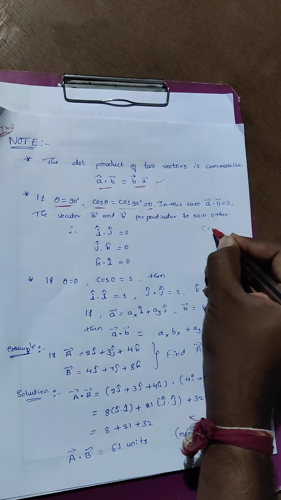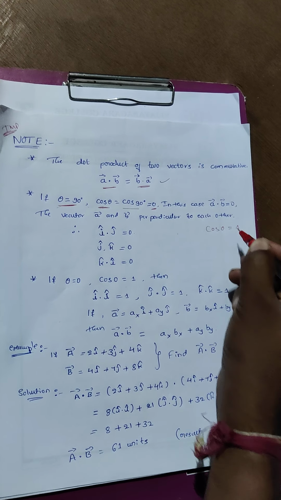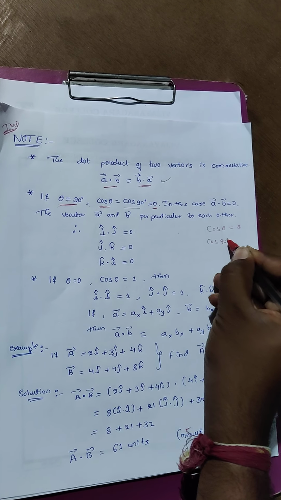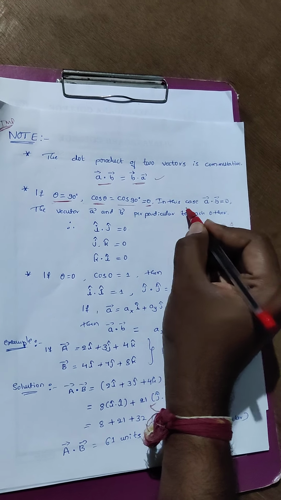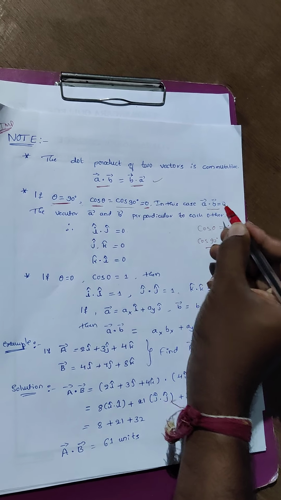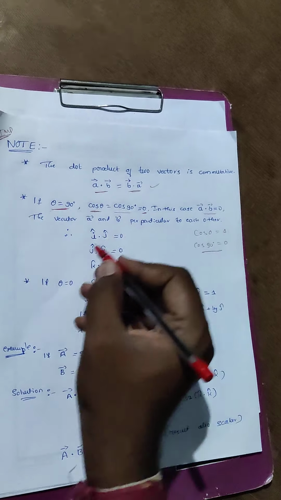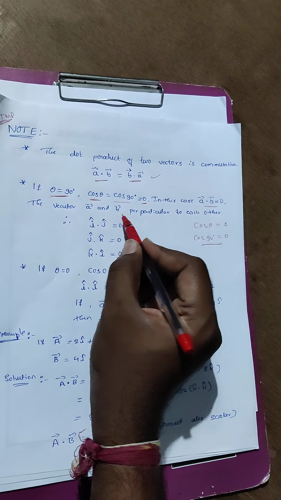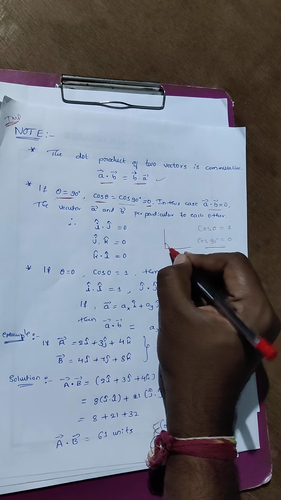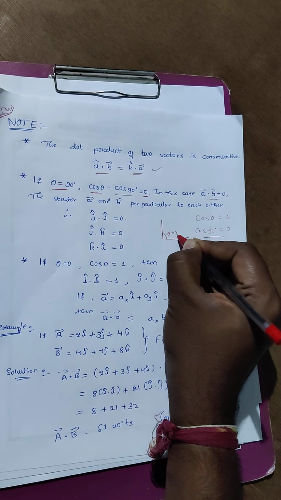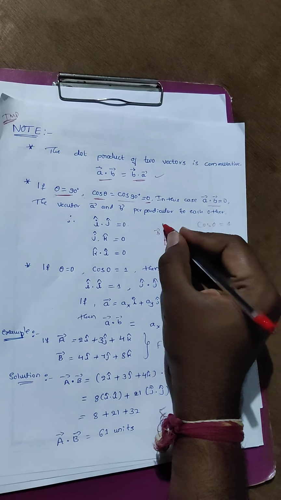We know that cos 0 is equal to 1, and cos 90 degrees is equal to 0. In this case A dot B is equal to 0, because anything multiplied by 0 is 0. So the vectors A and B are perpendicular to each other. Theta is 90 degrees means A and B are perpendicular to each other.